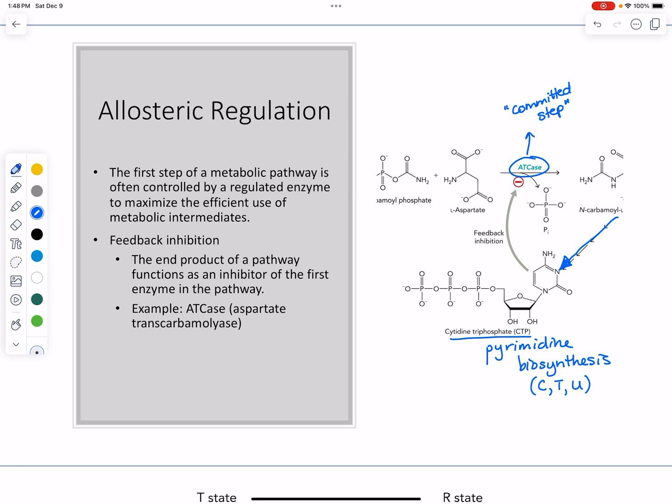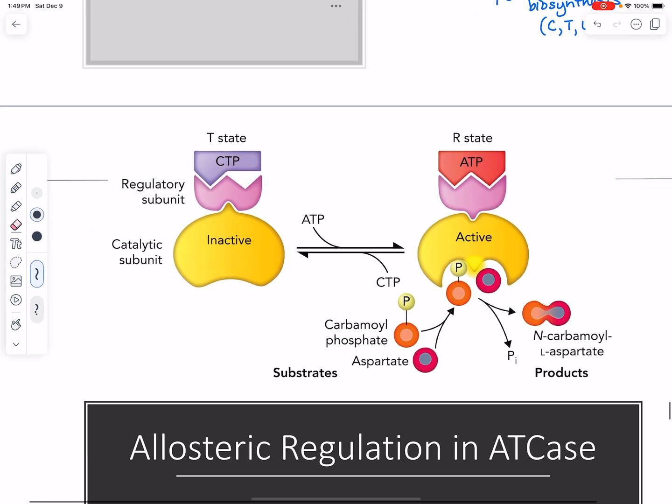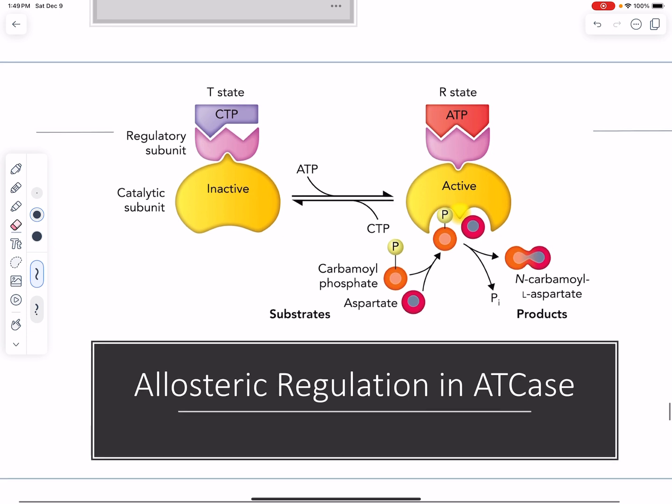ATCase is regulated both in an activation sense and in an inhibition sense. One of the pyrimidines that it is responsible for synthesizing, cytidine triphosphate, will bind to the regulatory subunits and inhibit activity. So that's a feedback inhibition mechanism where the end product of your pathway is inhibiting your committed step. And then the other way that it's regulated is by ATP.